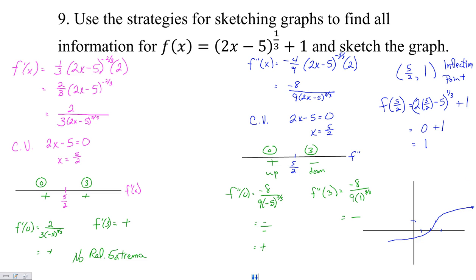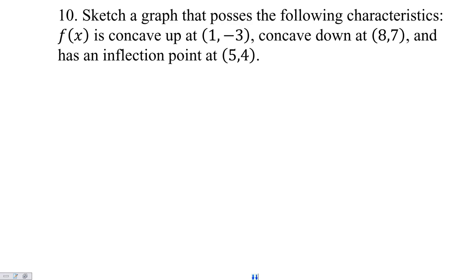Okay, so enough of those messy problems. Let's just talk about what graphs look like. So we want to sketch a graph. We did some of these in section 3.1, so not terribly unfamiliar, but just some different characteristics.